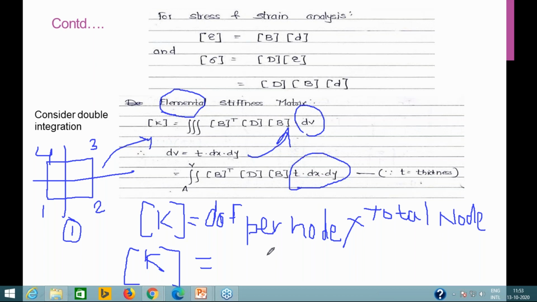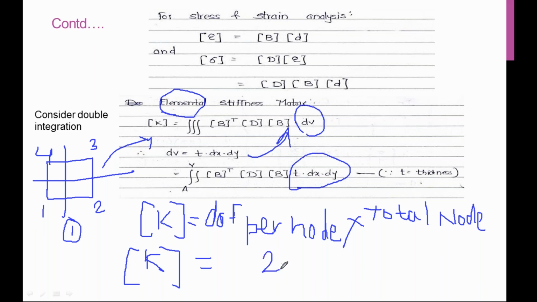I got answers from Nikhil, Sanket and Tanmay. It's a very interesting part, just pay attention here. I got answers from Rahul, Bharat, Krishna and Gaurav. You are all right, the degree of freedom per node is 2. Now tell me the total number of nodes.